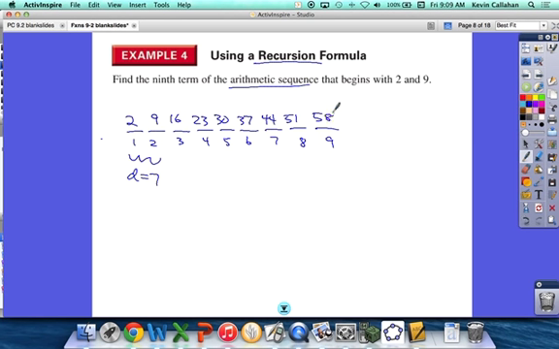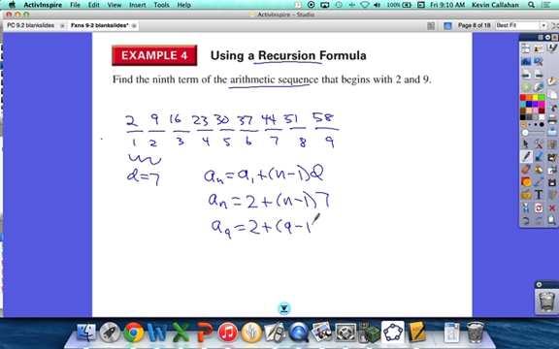Now, had they not said use the recursion formula, I would have thought, okay, I'm going to do an equals a1 plus n minus 1 times d, because I know what the d is and I know what the first term is. So I can plug that in. an equals 2 plus n minus 1 times 7. And then to find the ninth term, I'm just going to plug in a9 equals 2 plus 9 minus 1 times 7, which is 2 plus 56, 58.